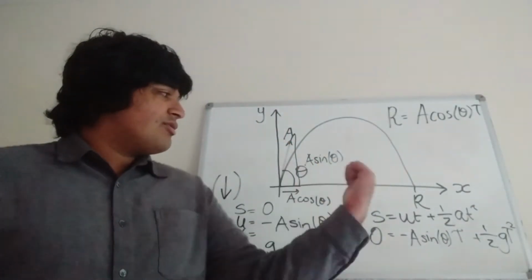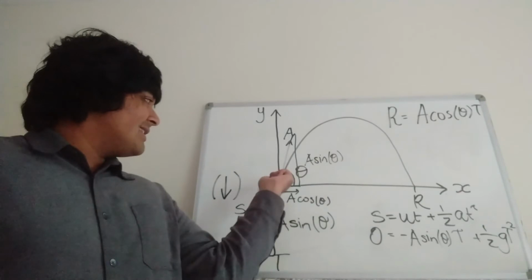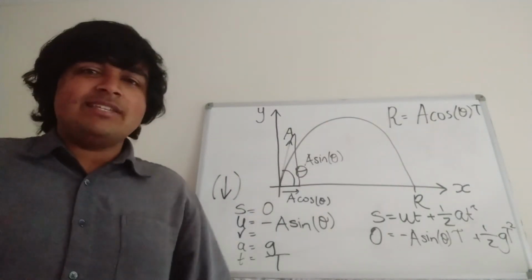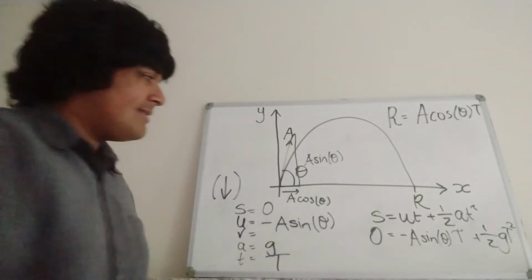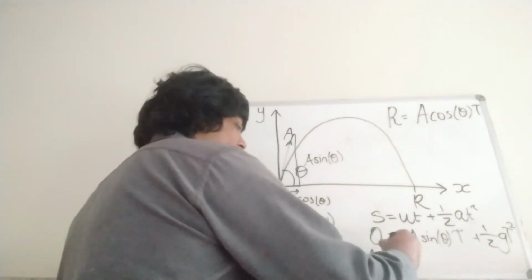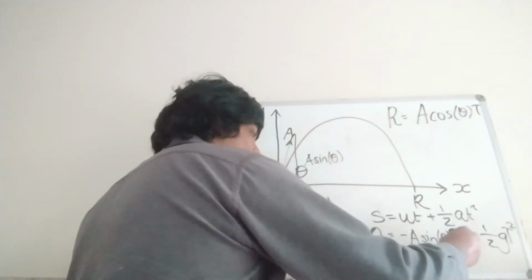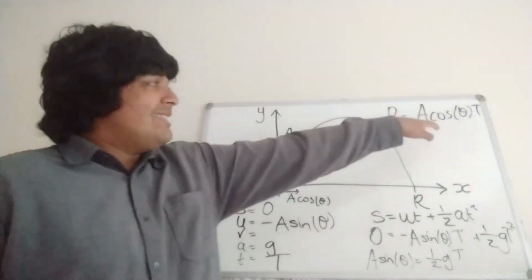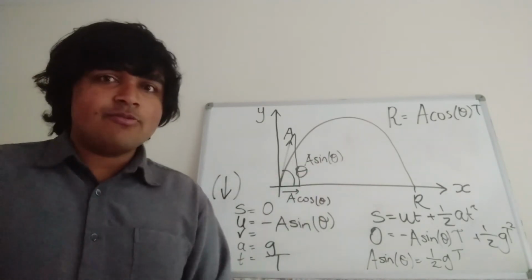Now, one thing we can do straight away is divide through by capital T. We know capital T is non-zero because it doesn't get from here to here in 0 time. It must take some positive time. T is strictly greater than 0. So we can divide through by T and then bring this A sine theta onto this side to give us that A sine theta is equal to a half GT. Okay, now we've got this equation here. Let's do some algebra and see if we can work out the maximum value for R.